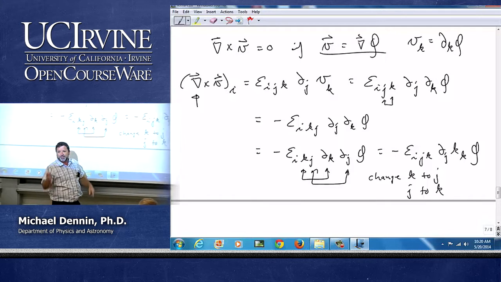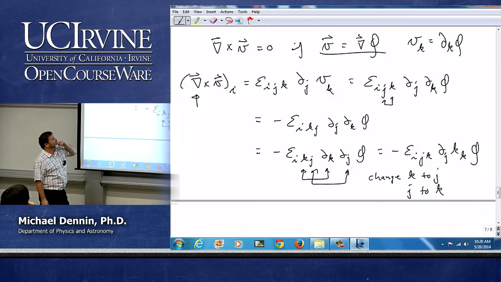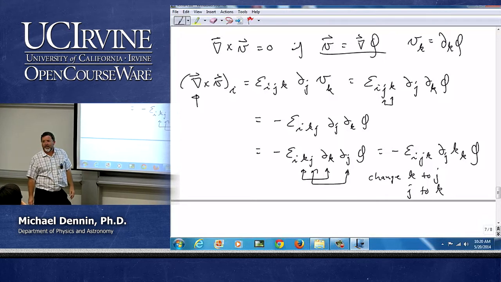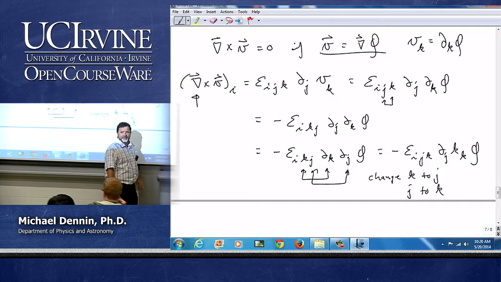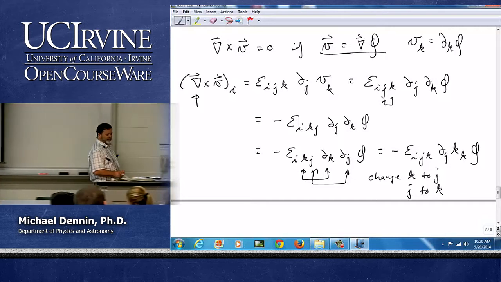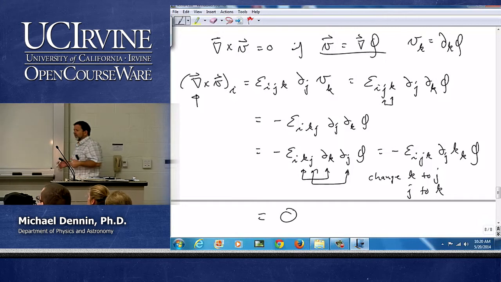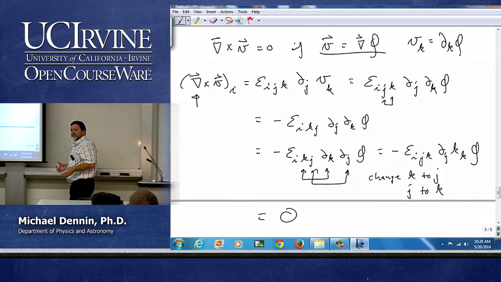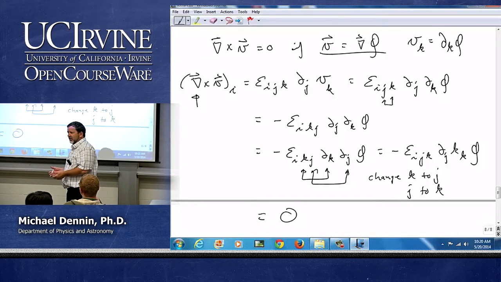And why did I do that? Because now look at the beginning and the end. What did I just tell you? It's equal to its negative. What is the only number equal to its negative? 0. So I've just proven that the curl of a function whose gradient is 0. So if a function is the gradient of a scalar, its curl is 0. And I've just proven it.